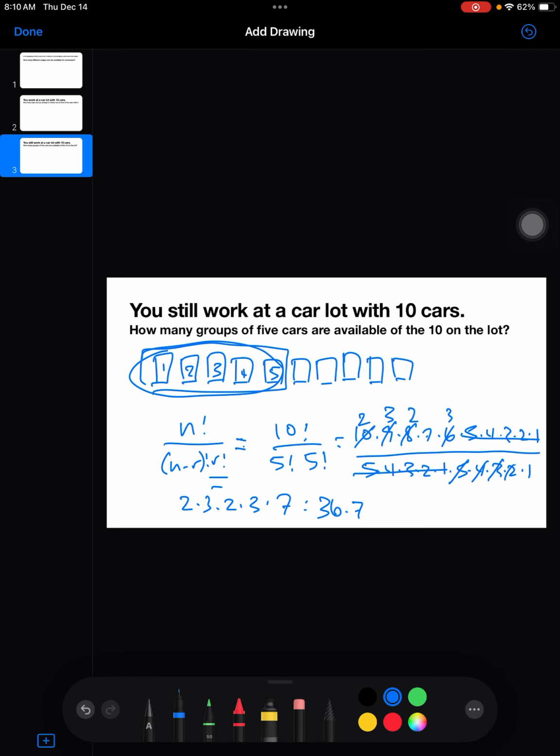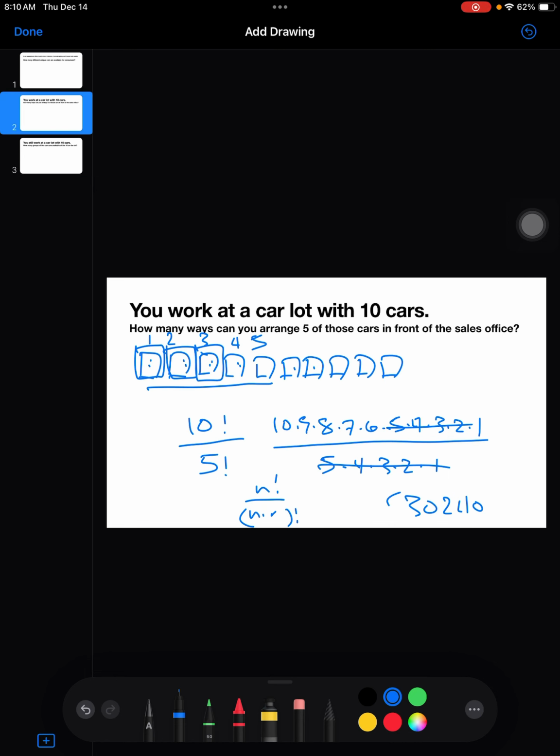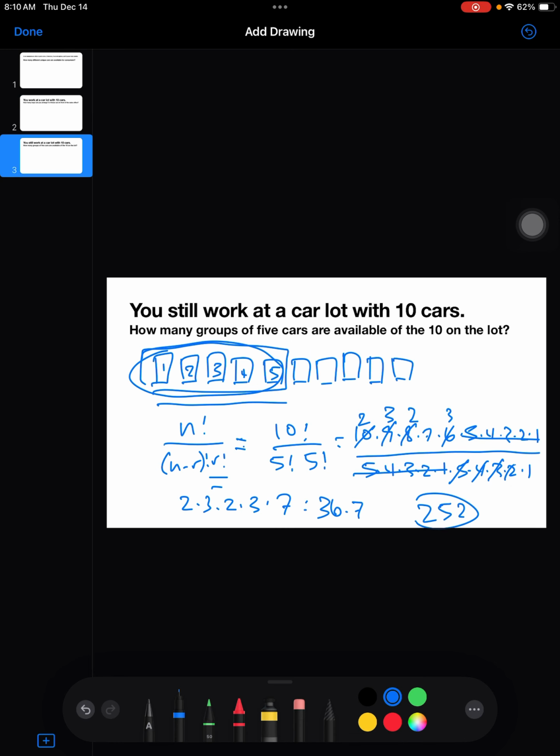Oftentimes you'll see a number of cars in the showroom at a car dealership, and indeed they have way more than 10 cars, so you can imagine the number of possible combinations. If they had hundreds of cars on the lot, well, this is increased by quite a lot. So 252 there compared to 30,240 there. So you can see if order matters, it increases the number of possible arrangements by quite a lot.